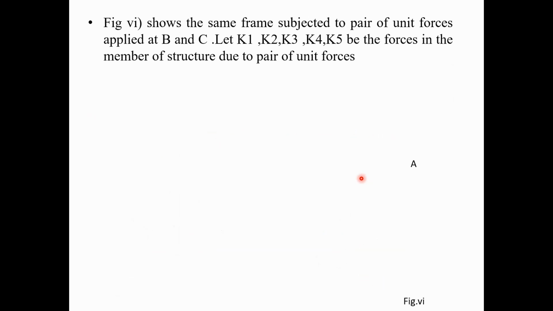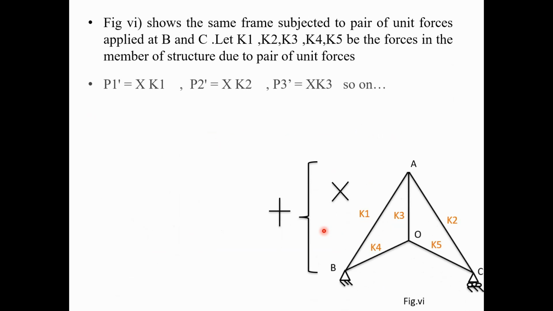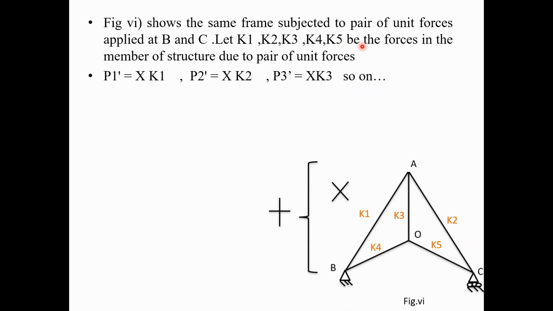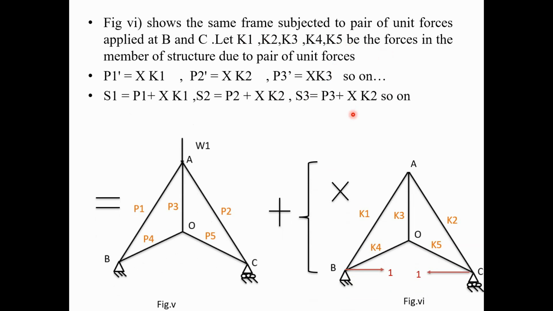Now figure 6 shows the same frame subject to the pair of unit forces applied at B and C. Let K1, K2, K3, K4 and K5 be the forces in the members of the structure due to the pair of unit forces. So here what you have to do is apply the unit forces. You take X outside, and we just apply one unit force at B and C. So we will find the effect of these unit forces in the members of the truss, and that effect we call K1, K2, K3, K4 and K5.